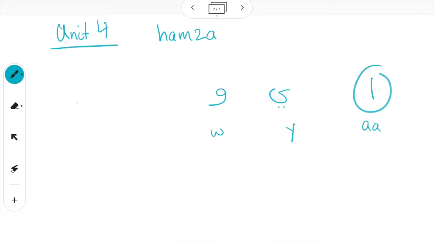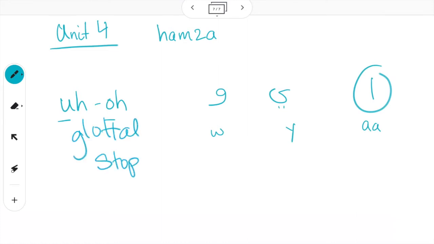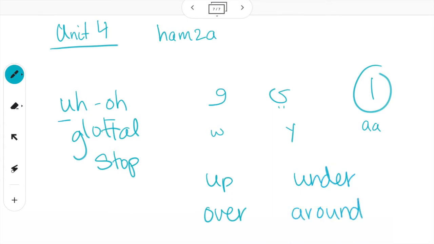In English, if I said, for instance, the word uh-oh, what is that sound that we're starting both of these syllables with? That is what we call a glottal stop in English, okay? And it comes from the chest. And in English, all of our vowel sounds actually start with this glottal sound. So if I said the word up and over and under and around, they all start with different letters.